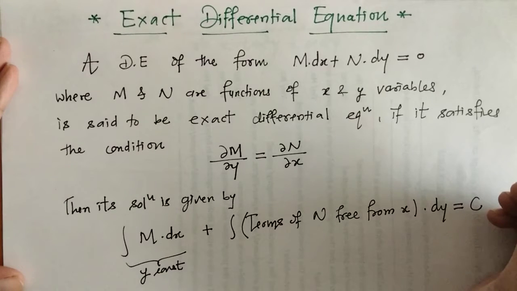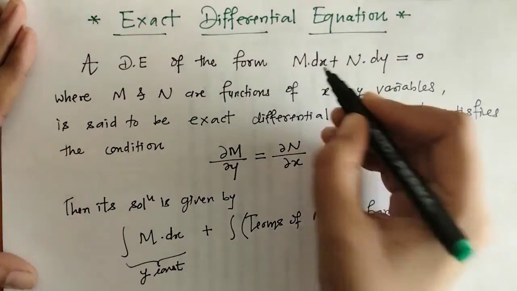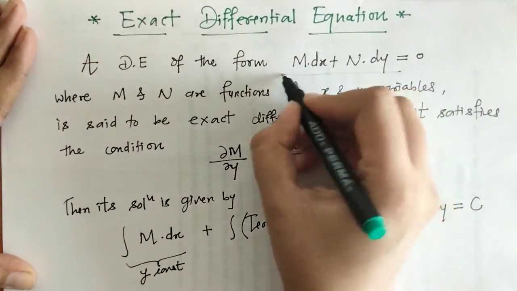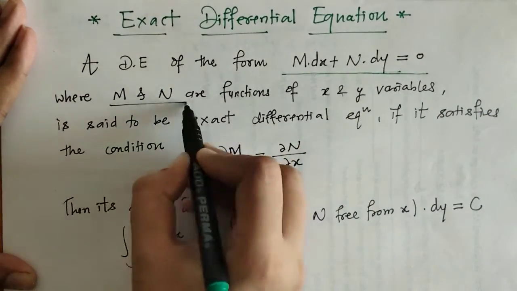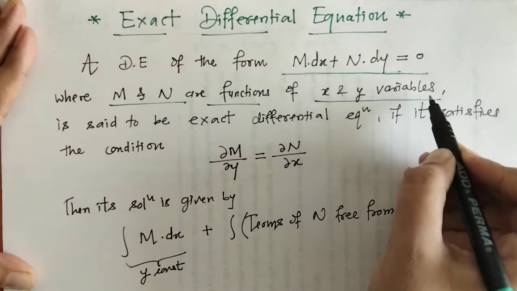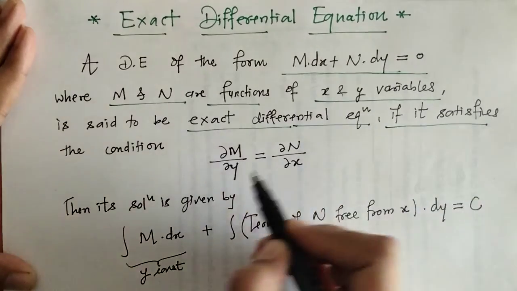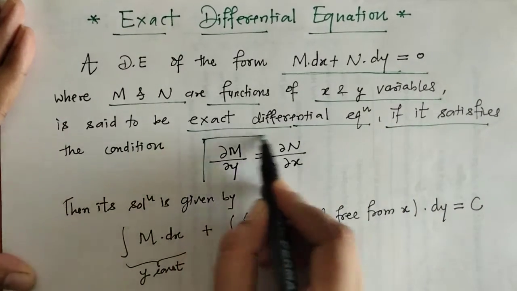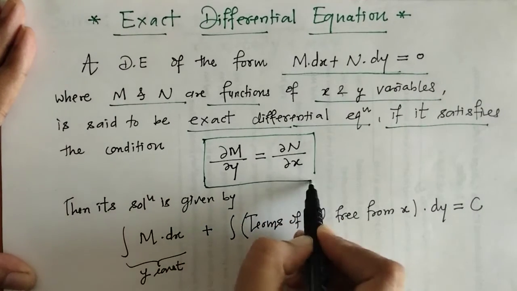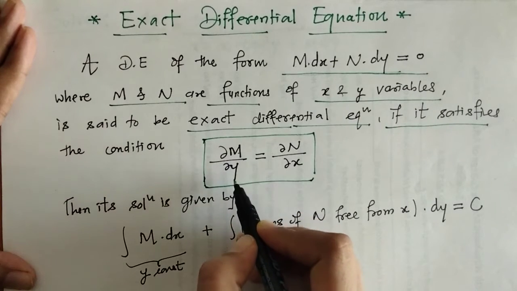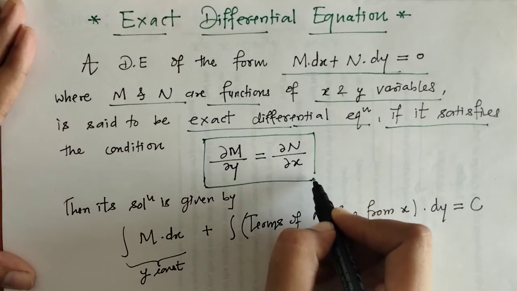Hello everyone. Today we are going to see exact differential equations. A differential equation of the form M dx plus N dy equals 0, where M and N are functions of x and y variables, is said to be an exact differential equation if it satisfies this condition: del M/del y equals del N/del x. What is this condition? The partial derivative of M with respect to y is equal to the partial derivative of N with respect to x.